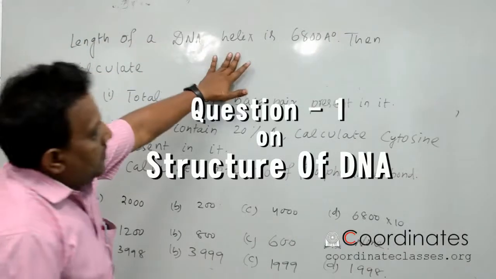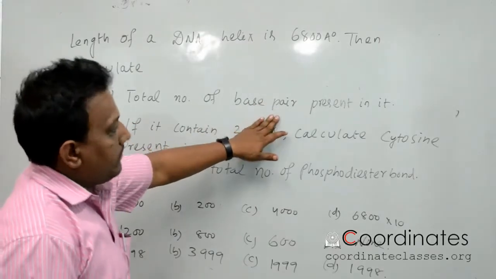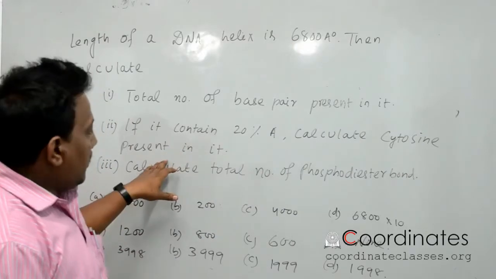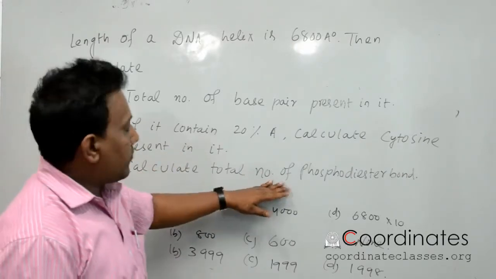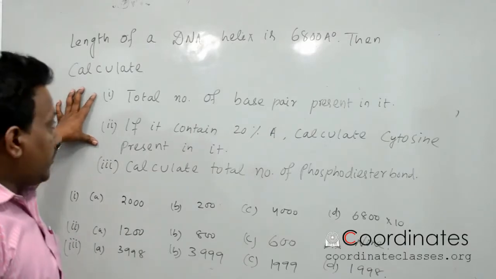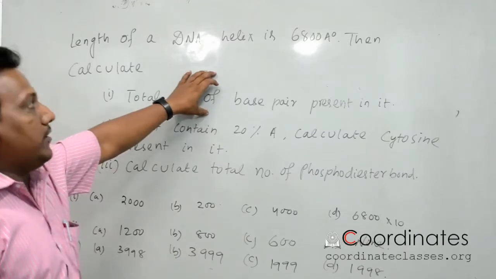The length of a DNA helix is 6800 angstrom. First, calculate the total number of base pairs. Second, if it contains 20% adenine, calculate cytosine. Third, calculate the total number of phosphodiester bonds. These are the usual questions which come in PMD. Then the first question: the total number of base pairs present in it.